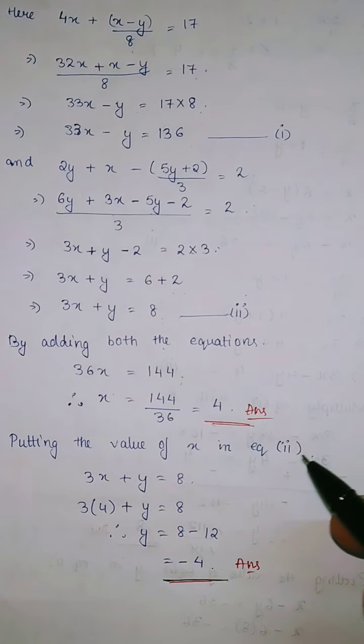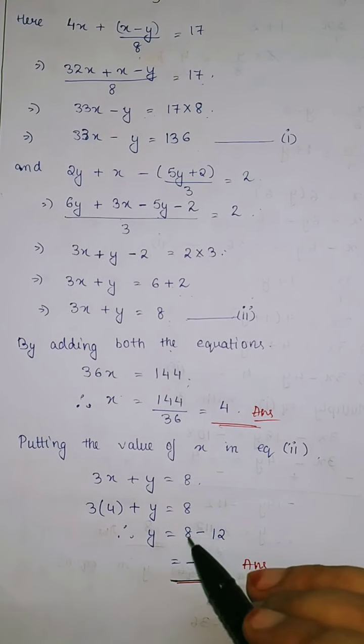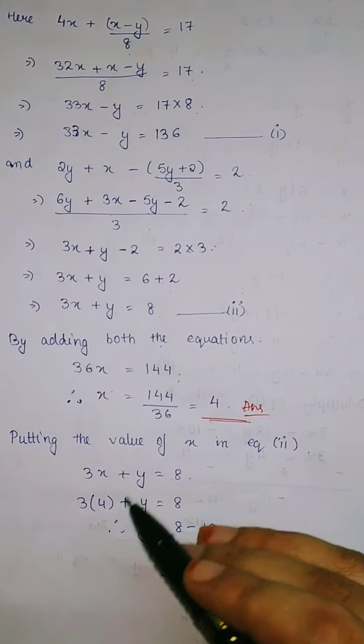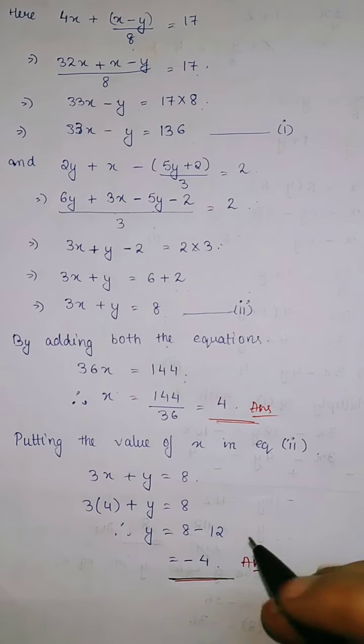Now putting the value of x in equation 2, that is 3x plus y is equal to 8. So 3 4s are 12 plus y is equal to 8. 12 will be shifted to the other side, so it will become minus 12. So 8 minus 12 is minus 4. Okay, so that's your answer.